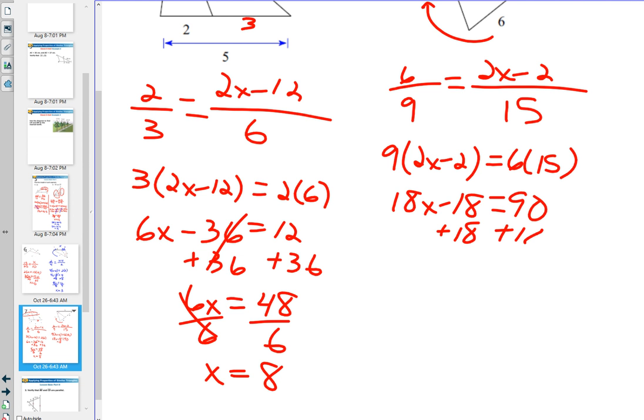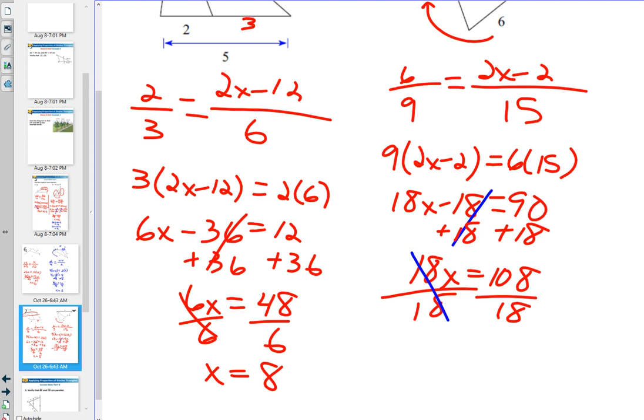Plus 18, plus 18. 18x is equal to 108, divided by 18. Is it 6?